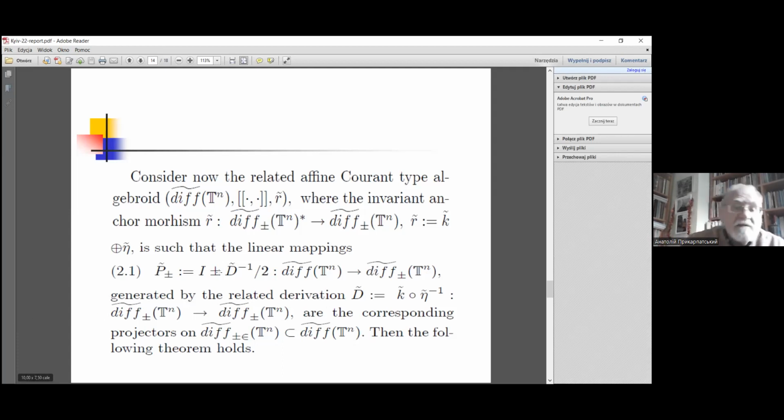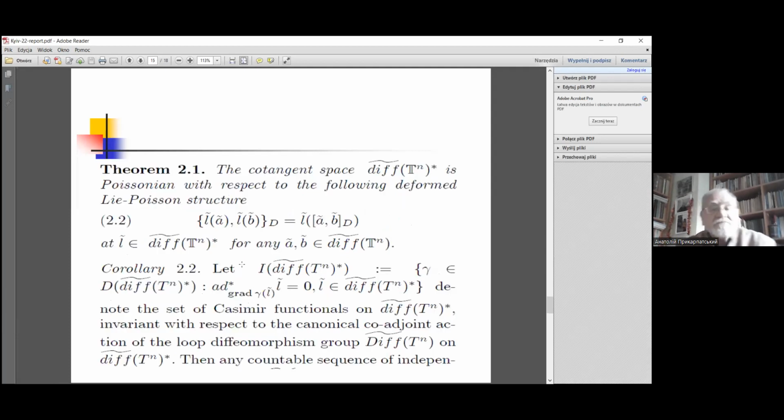So this property, the projector property, is very important because the following theorem can be checked or proved: the cotangent space, the basic space of the Lie algebroid with which we were discussing before, is exactly Poissonian with respect to the following deformed Poisson structure.